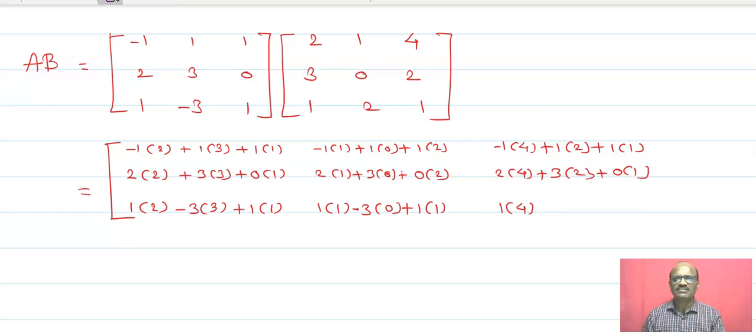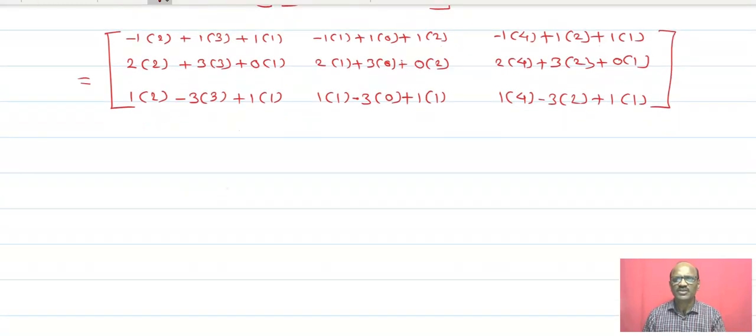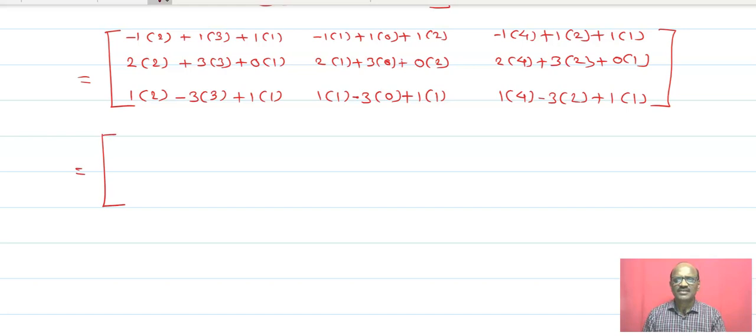I will change it now. Next is 1 into 4, that is third row, third column: 1 into 4 minus 3 into 2 plus 1 into 1. I will make the change there. Now see this, minus 2 plus 3, 1, minus 1. Now their normal multiplication is there.